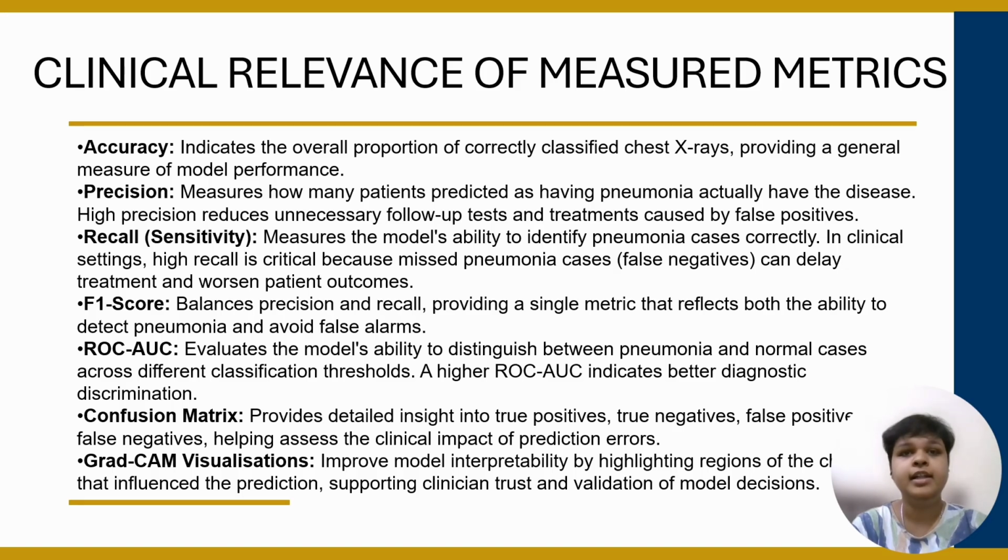All right. In healthcare applications, simply achieving high accuracy is not enough. For example, missing a pneumonia patient can have serious consequences. Therefore, metrics such as precision, recall, and F1 score become extremely important. Recall tells us how many actual pneumonia cases are detected, while precision tells us how reliable the positive predictions are. You can also go through the slide to know more about the metrics I have used. Moving on.